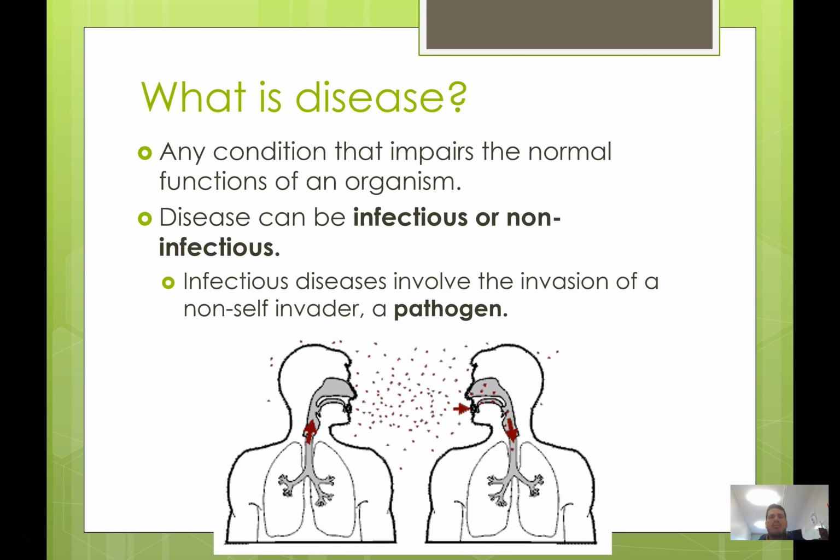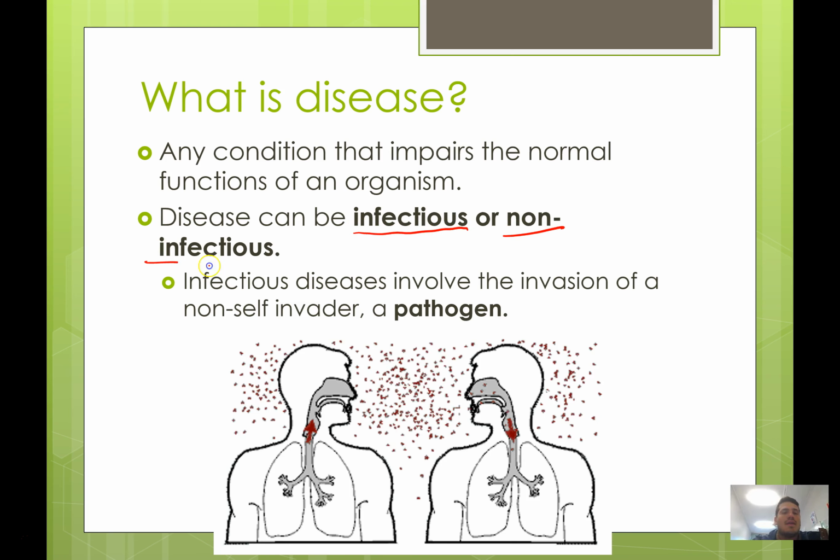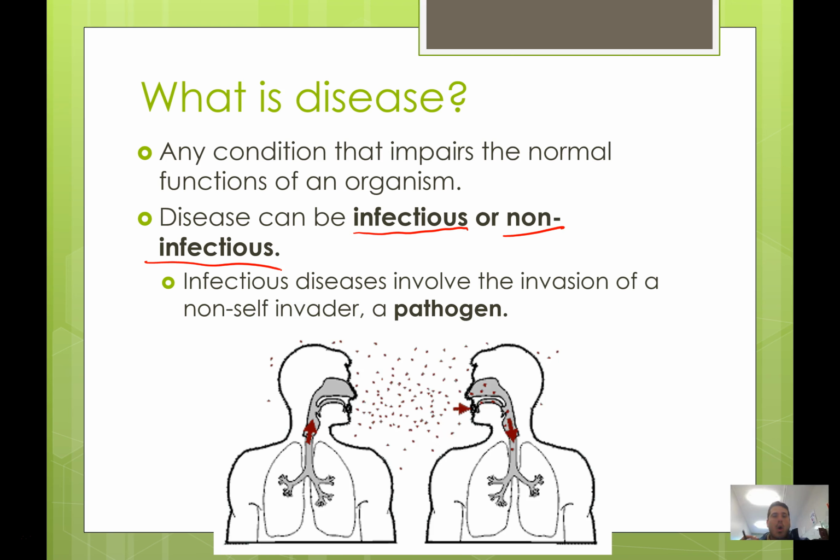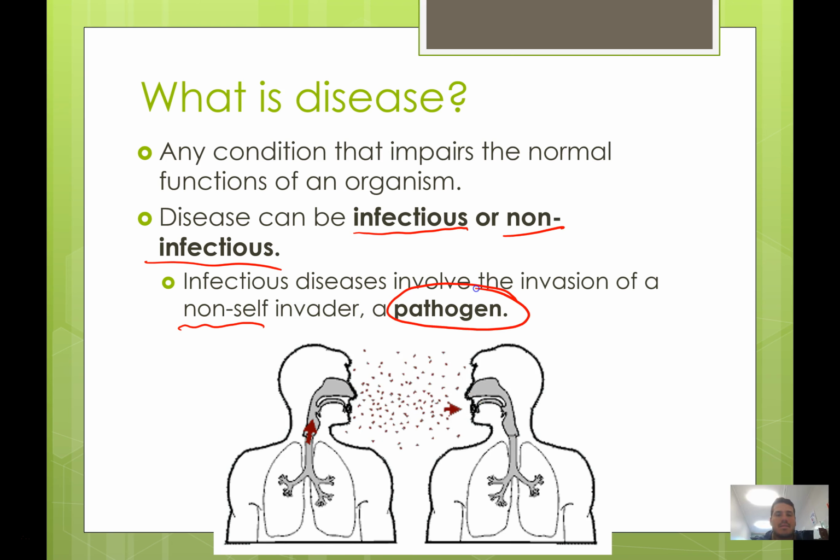Okay. But first of all, what is a disease? A disease is simply any condition that impairs, so it obstructs, the normal functions of an organism. So if you break your leg, in theory, you have a disease. If you get a cold, obviously a disease. The difference between those two diseases is that if you break your leg, you're not going to pass it on to the person next to you. If you get a cold, you might pass it on. And that's how we categorize diseases into infectious, so diseases that can pass on, and non-infectious diseases that can't pass on. All infectious diseases involve the invasion of a non-self invader, which we call a pathogen.